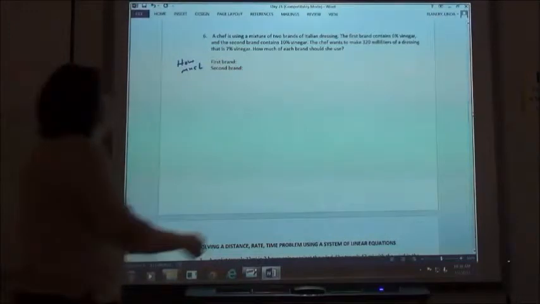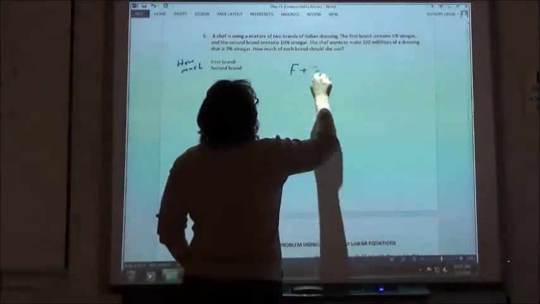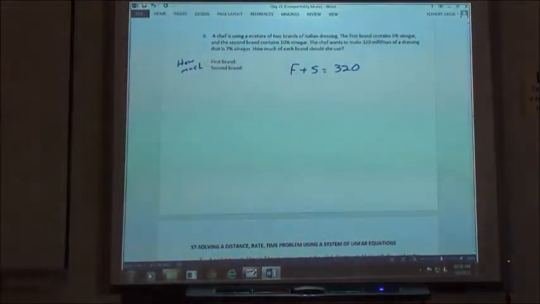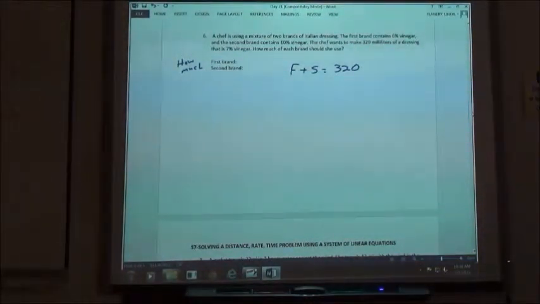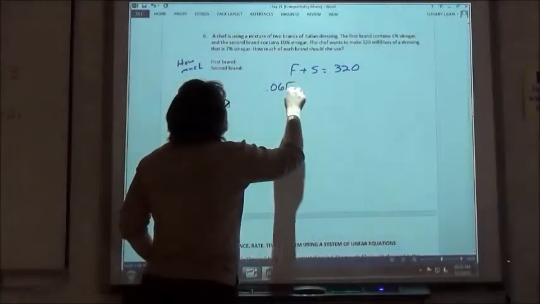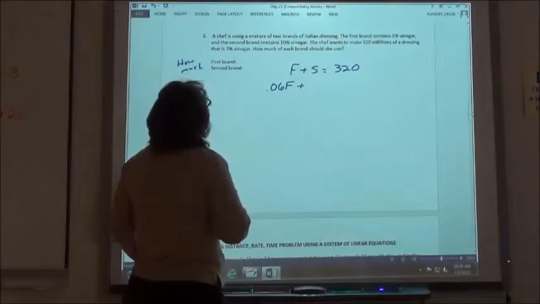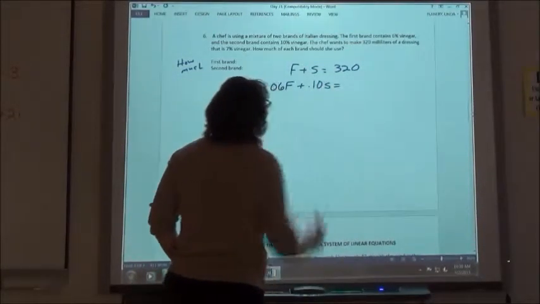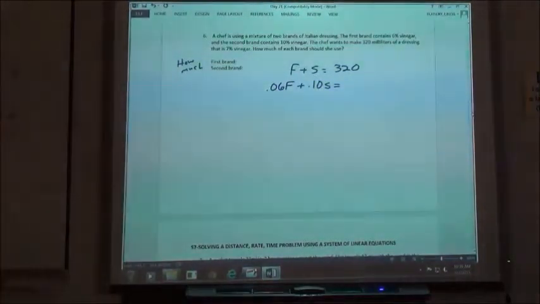So our first equation is going to be F plus S equals 320, the 320 milliliters we had altogether, right? Our second equation, using our percentages, we're going to have what? 0.06 F, 6% on the first, plus 0.10 S, 10%, equals, how do we get that number?